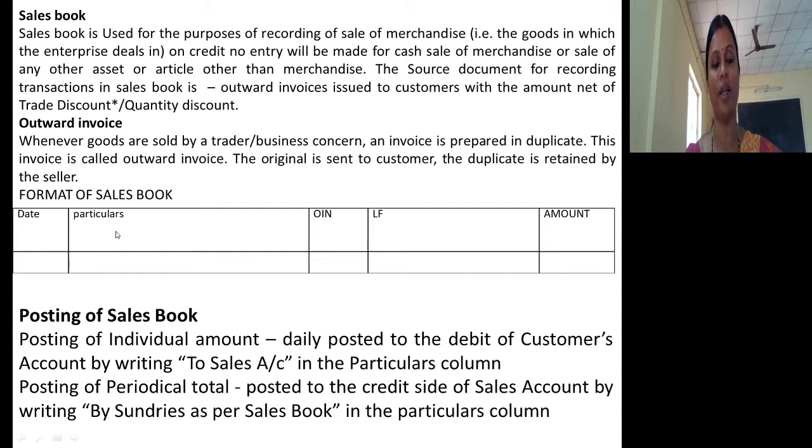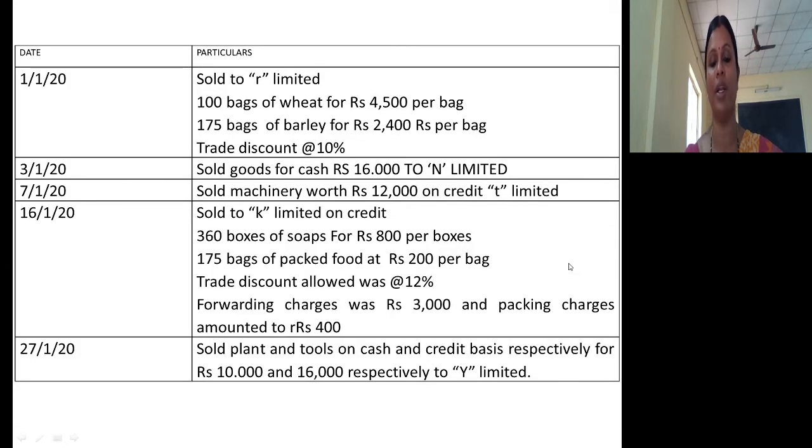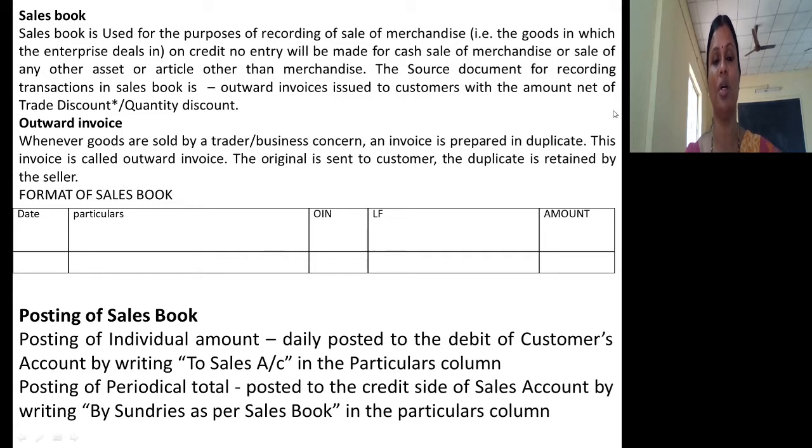What is the format of the sales book? Just look at this format: date, particulars, outward invoice number, ledger folio, amount. In the date column we record the date on which we sold goods on credit. In the particulars column we specify the name of the customer to whom we sold goods on credit. We record the invoice number in the outward invoice number column. We record the page number of the ledger where this customer's account lies in the ledger folio column, and in the amount column we record the net amount, that is, list price minus trade discount.